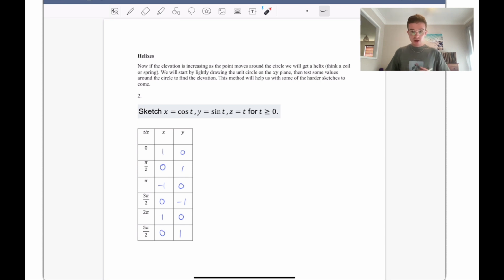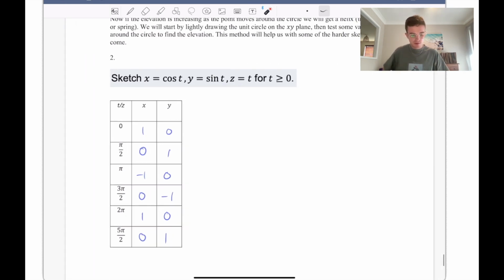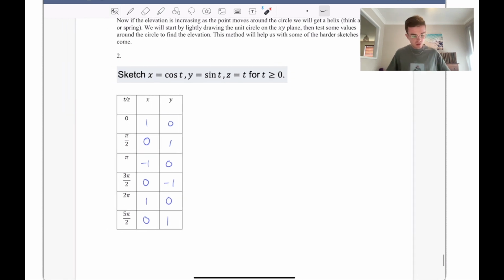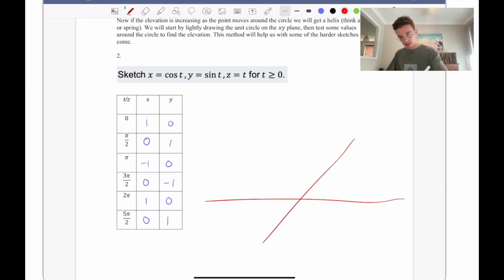So if we have a go at drawing a table of values, which I've done for you, notice that z is equal to t, which means their values of t and z are going to be the same. So if we just go from 0 to 5 pi on 2. So the thing we first do with our helixes, and I will admit they are hard to draw, is we draw a Cartesian plane, and then we draw our z plane.